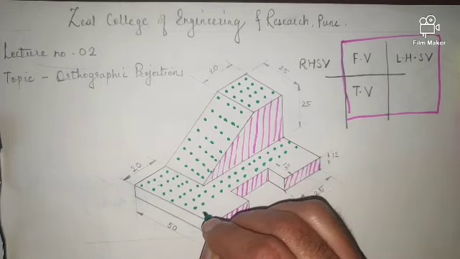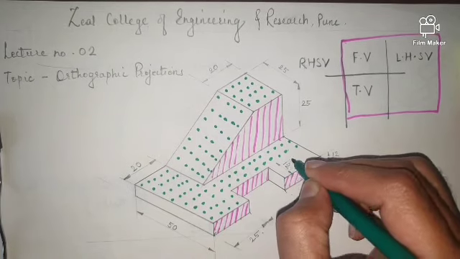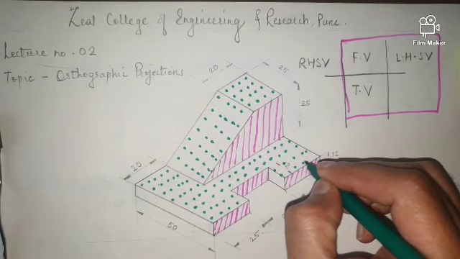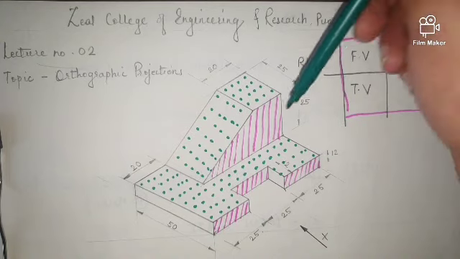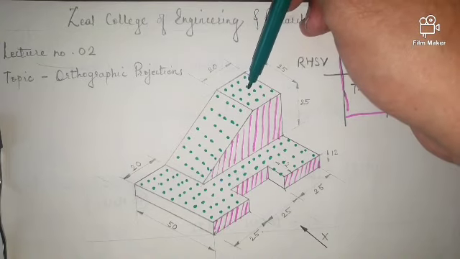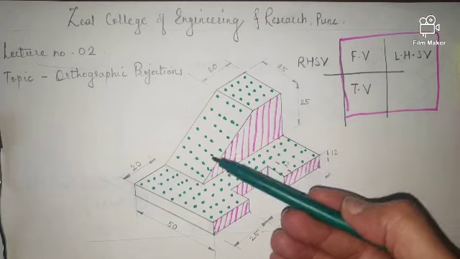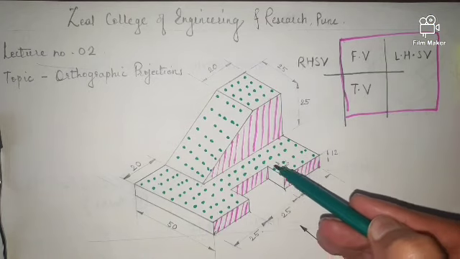Let me do it quicker. All right, so this is the top view. What we can see from the top is this surface right here, the slant surface right here, and this portion right here.